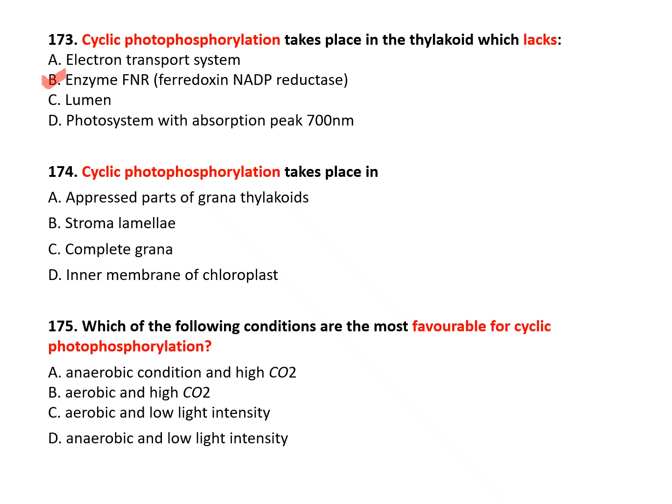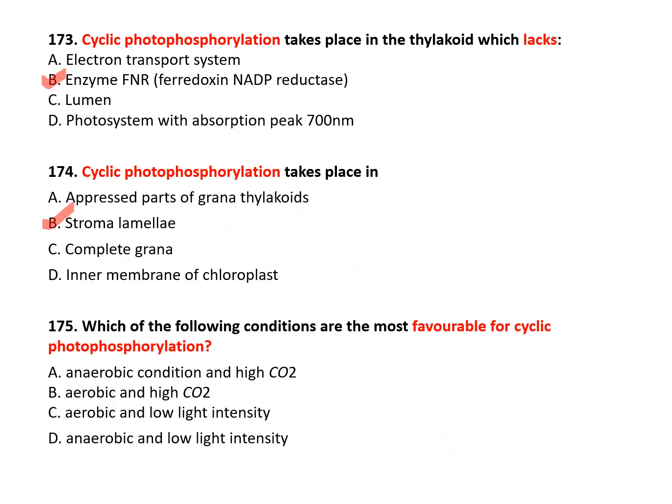The next question, number 174. Cyclic photophosphorylation takes place in: option A, appressed part of grana thylakoid; option B, stroma lamella; option C, complete grana; option D, inner membrane of chloroplast. The correct answer is option B, stroma lamella.